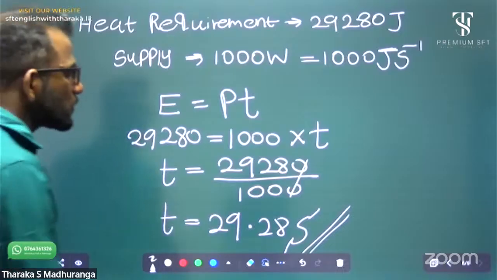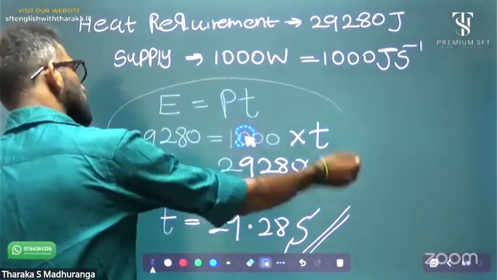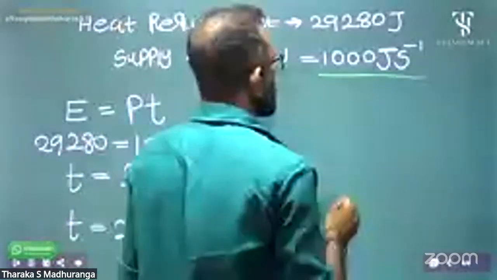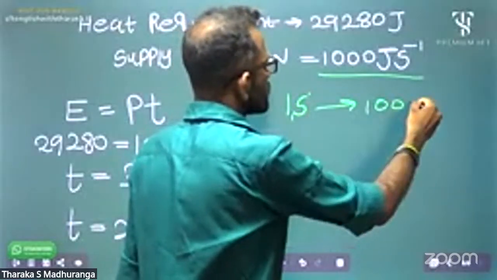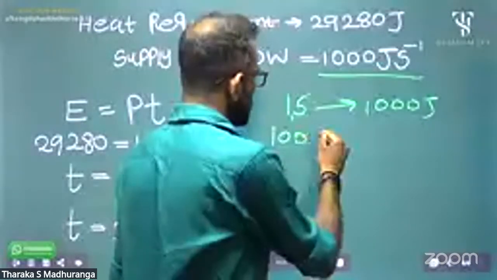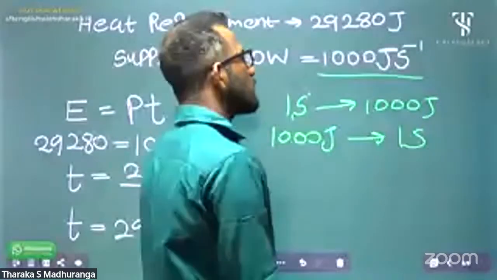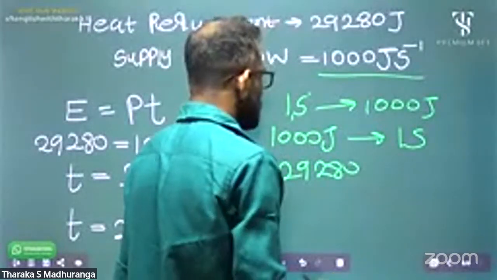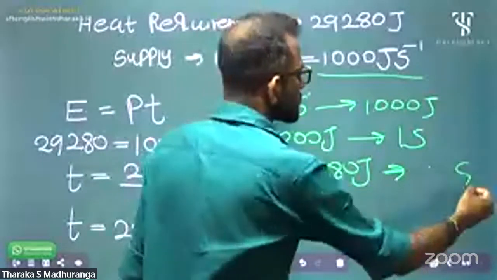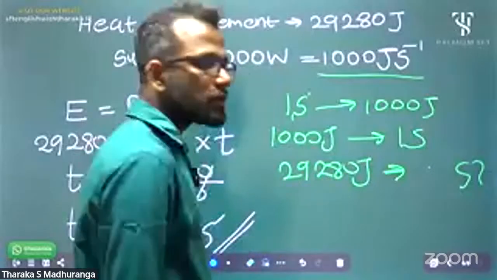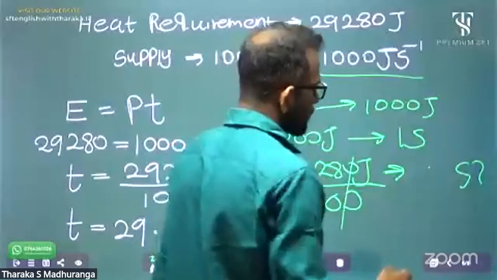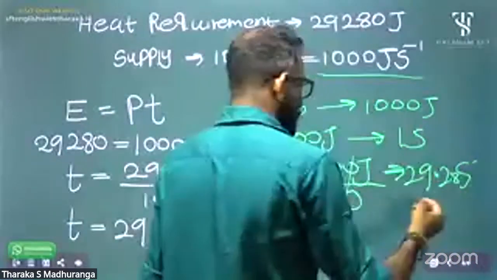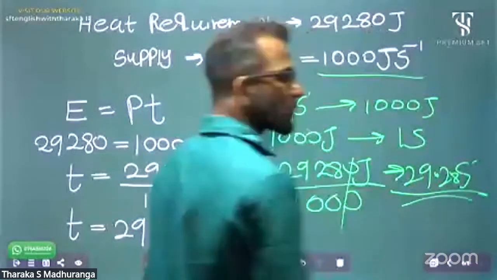Without the equation, you can also calculate that: 1000 joules per second means per second 1000 joules is supplied. To supply 29,280 joules, how many seconds are required? 29,280 divided by 1000, 29.28 seconds. Any method, both correct. Understood?